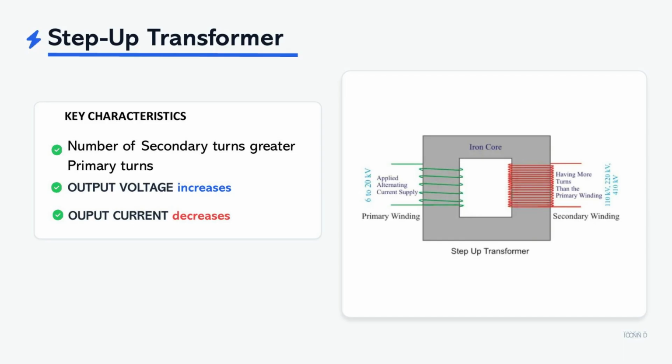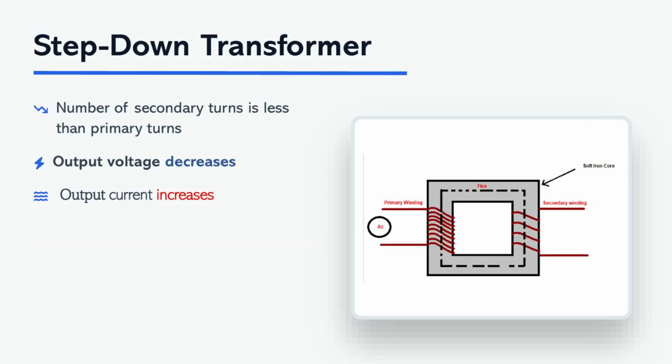This is exactly what we need in the high voltage portion of the X-ray circuit because X-ray production requires tens of thousands of volts across the tube. Let's explore the step-down transformer. In this component, the number of secondary turns is less than the primary turns. This configuration results in a decrease in output voltage while increasing the output current.